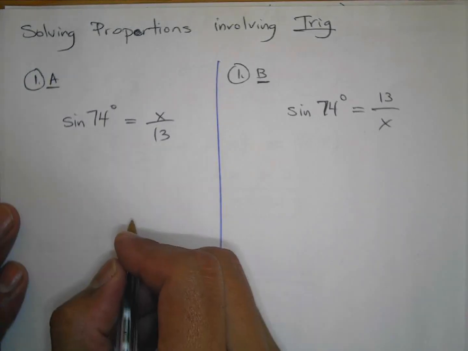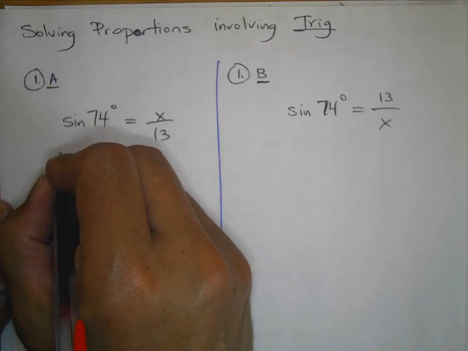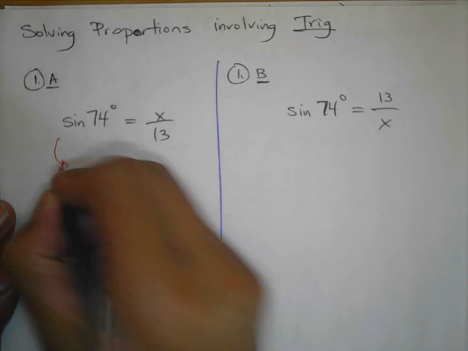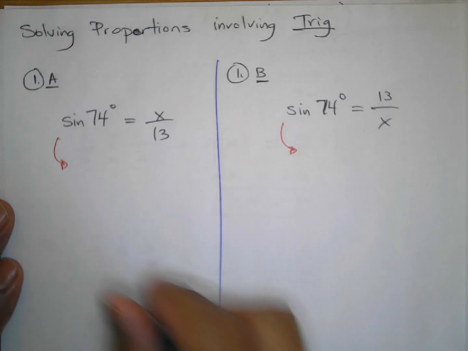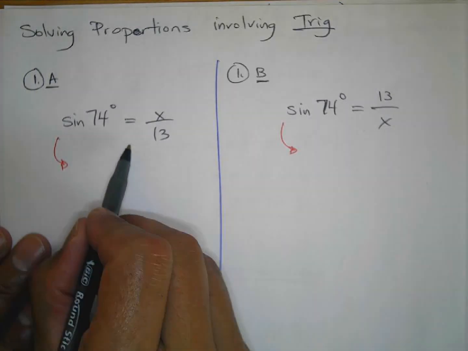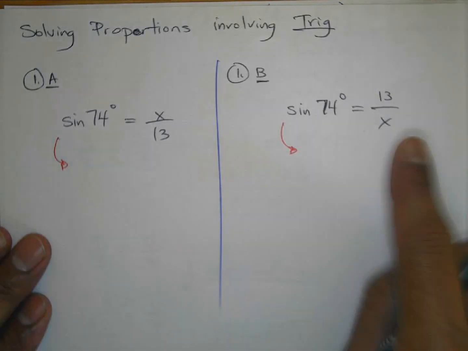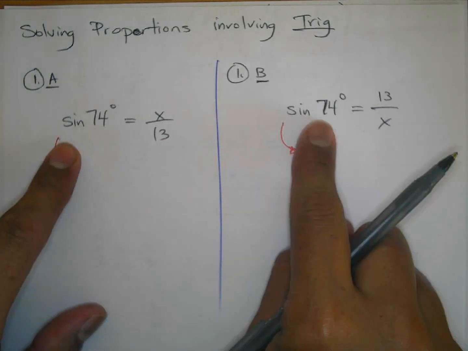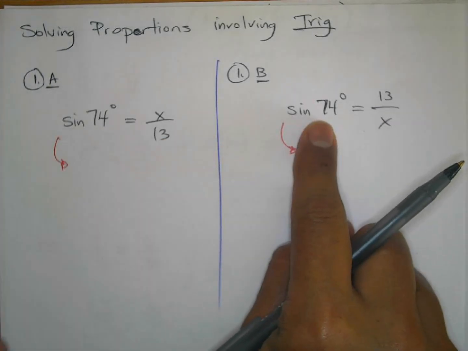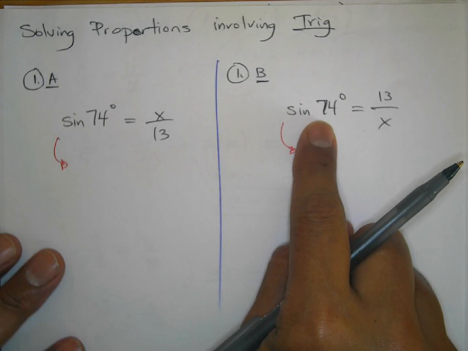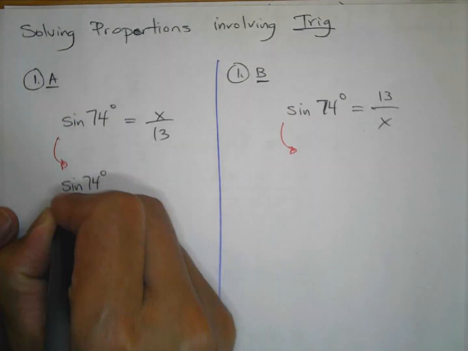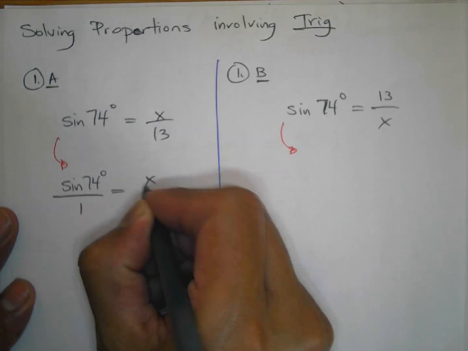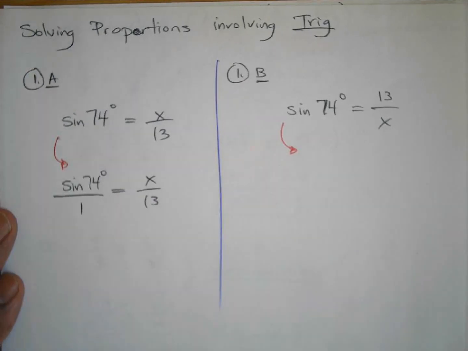First, you're going to convert into a proportion. Well, remember, a proportion is a fraction equal to another fraction. I already have a fraction on this side. What do I do here? This is not a fraction. Well, just like a whole number, how do you make a fraction? You put a 1 under it. Sine 74 over 1 equals x over 13.